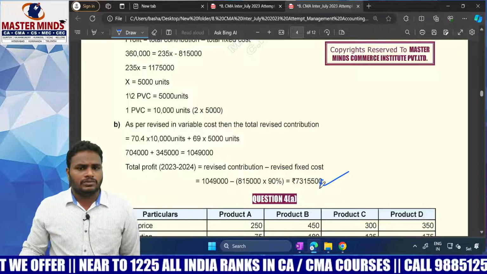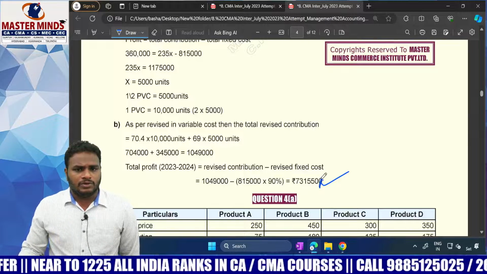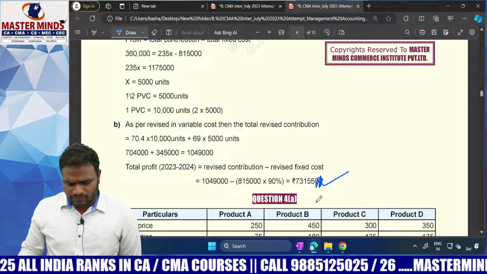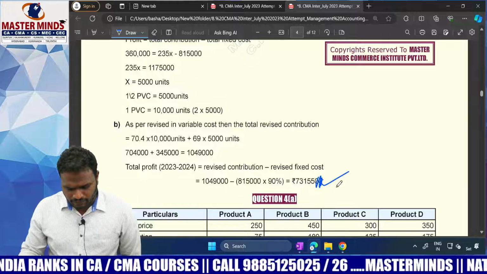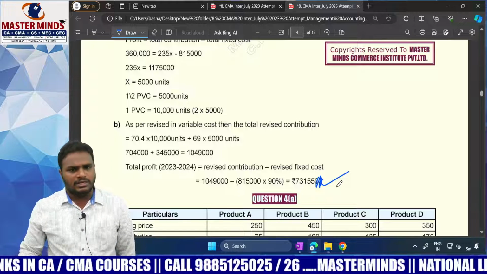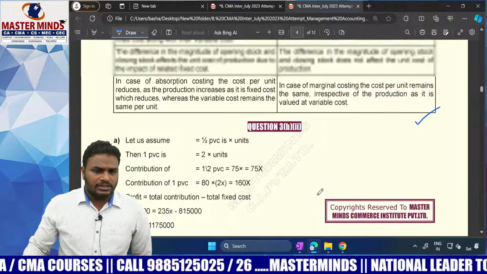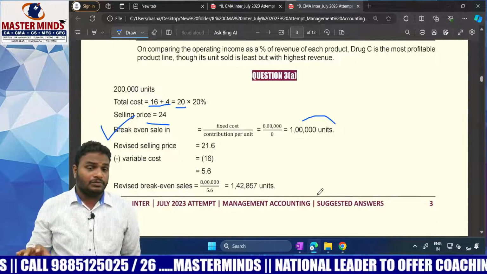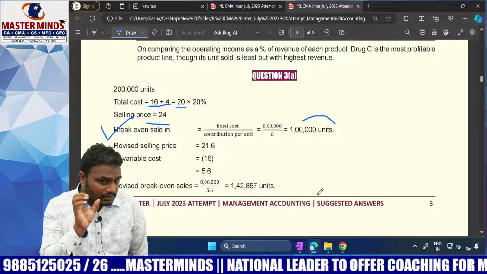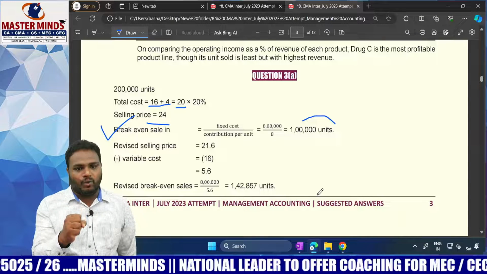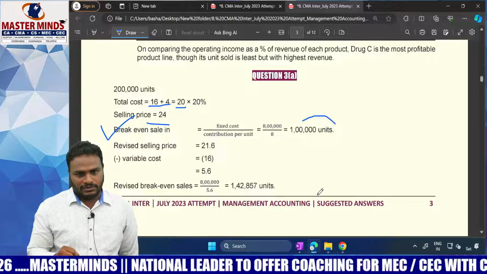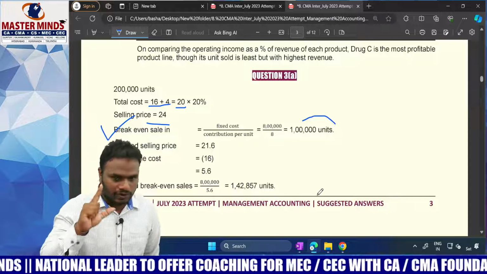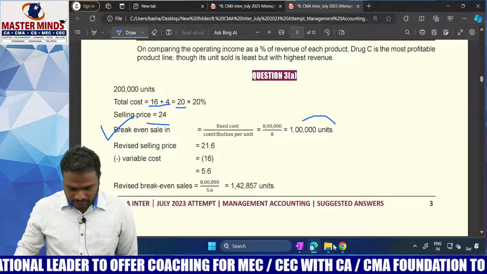Now there is one small mistake, 7 lakhs, 7,31,550. Yes. So this is also basic, this is also basic, this is also basics. Means if you observe, basics మీద మనకి strong command ఉండాలి. ఓకేనా? Especially in marginal costing and standard costing. Next.